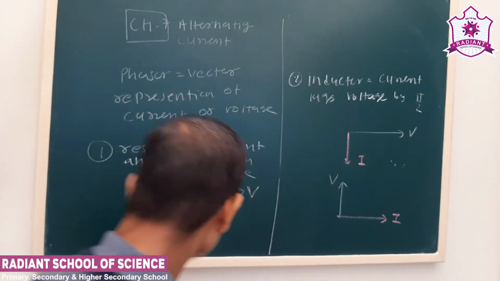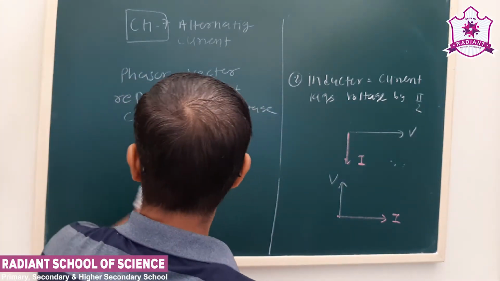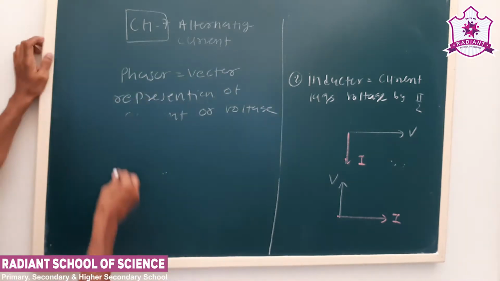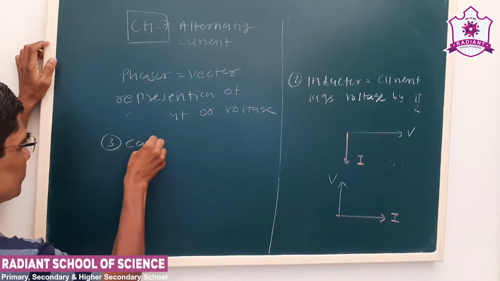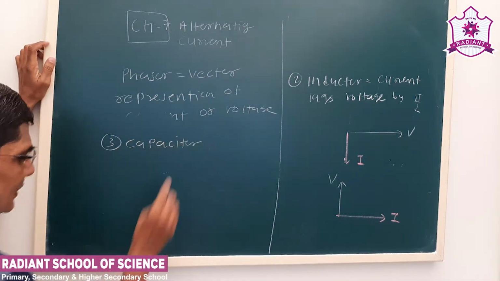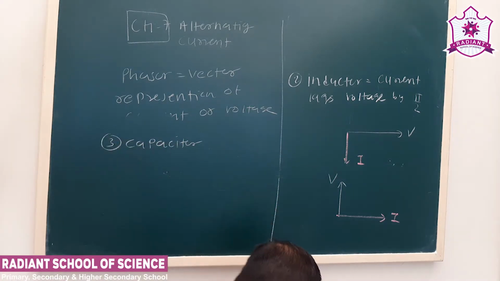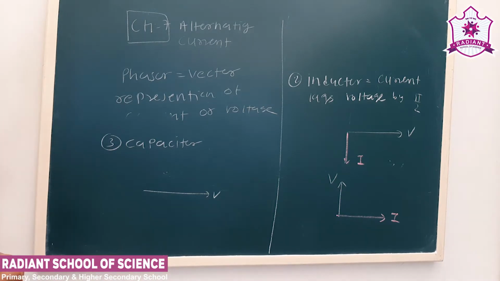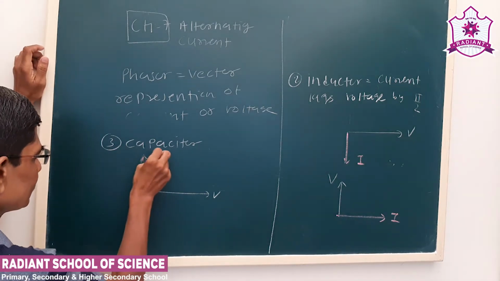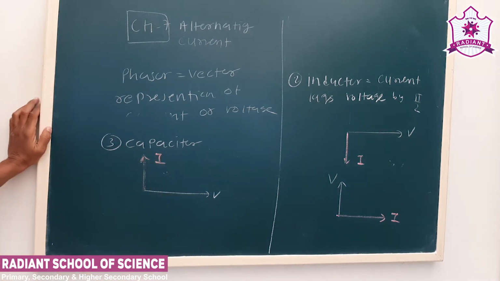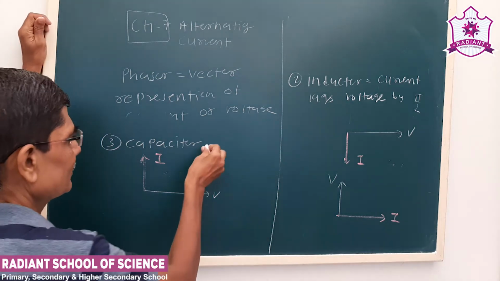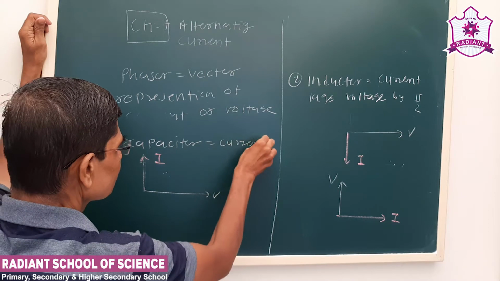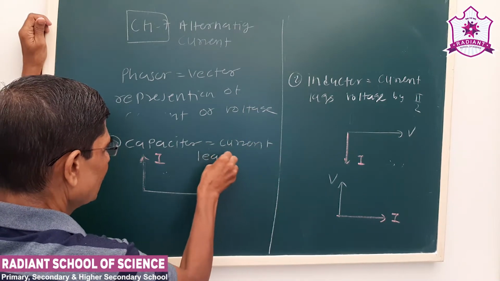Now AC circuit with only a capacitor. Current leads voltage by pi by 2. Let us say our voltage phasor is like this, the current phasor will be like this. So in an AC circuit with only a capacitor, current leads voltage.